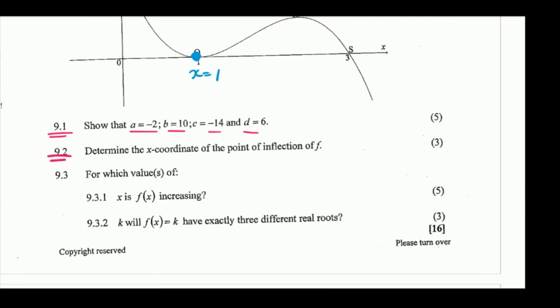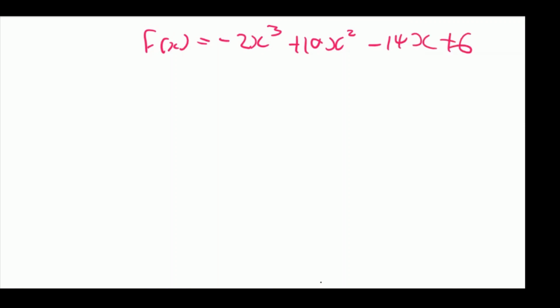In 9.2, we are asked to determine the x coordinate of the point of inflection of the equation of f. So we now know that our f of x is equal to minus 2x cubed plus 10x squared minus 14x plus 6. So we are asked to find the x coordinate of the point of inflection.